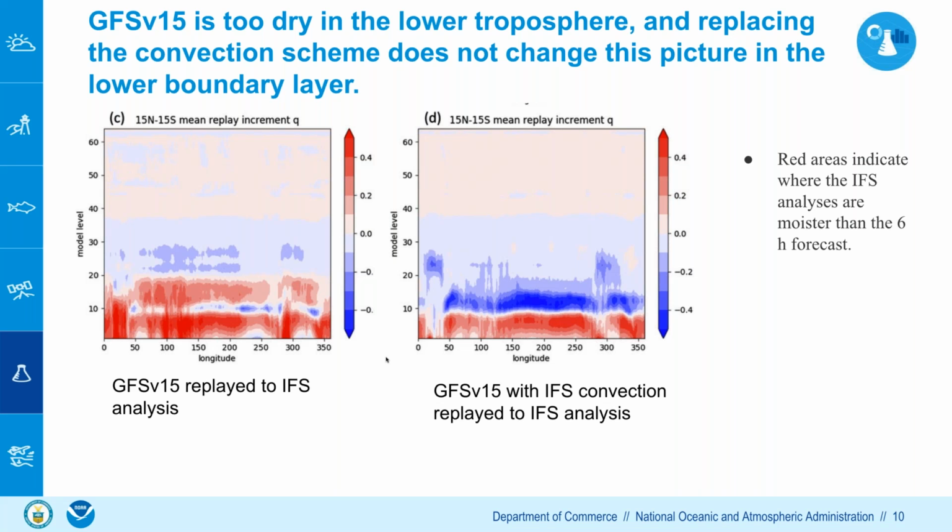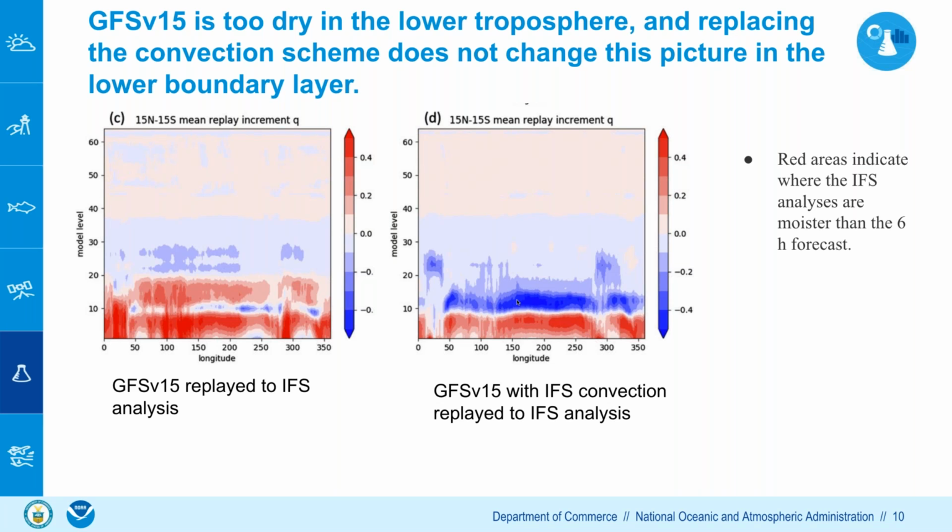So we replayed GFS version 15 to the IFS analysis with the two respective convection schemes. And we find that the GFS 15 is too dry in the lower troposphere, and replacing the convection scheme doesn't really change the picture in the lower boundary layer. So red areas here indicate where the IFS analysis is moister than the 6-hour forecast.